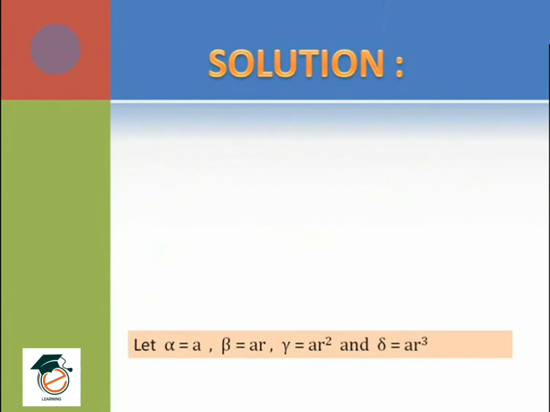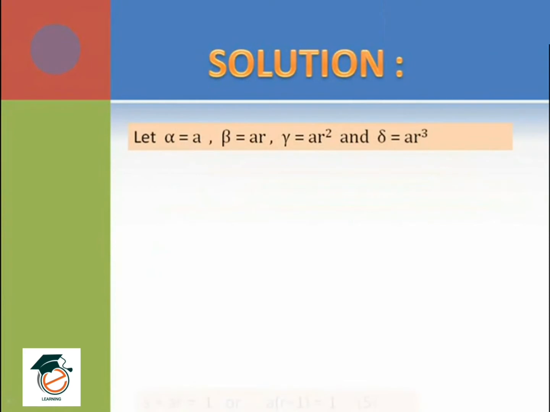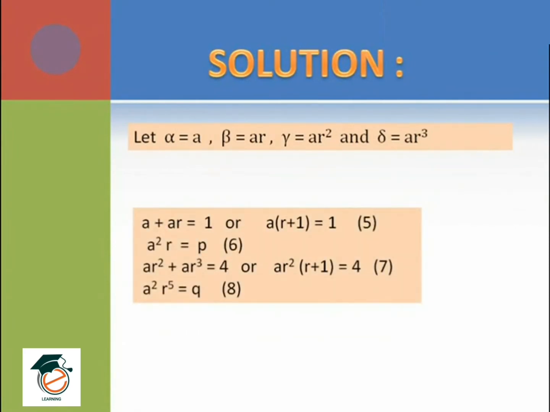Now what we do is we substitute the values of alpha, beta, gamma and delta in the equations to get a plus ar equal to 1, or a into r plus 1 equal to 1. So that is alpha plus beta is equal to 1. Also alpha into beta is equal to a into ar, which is equal to a square r, and that is given to be equal to p. Therefore a square r is equal to p.